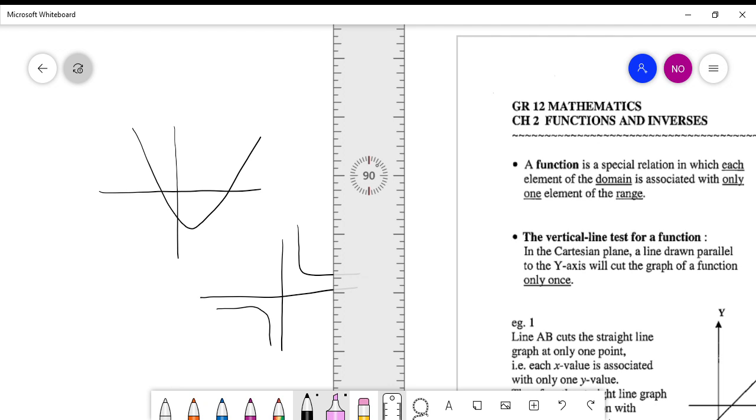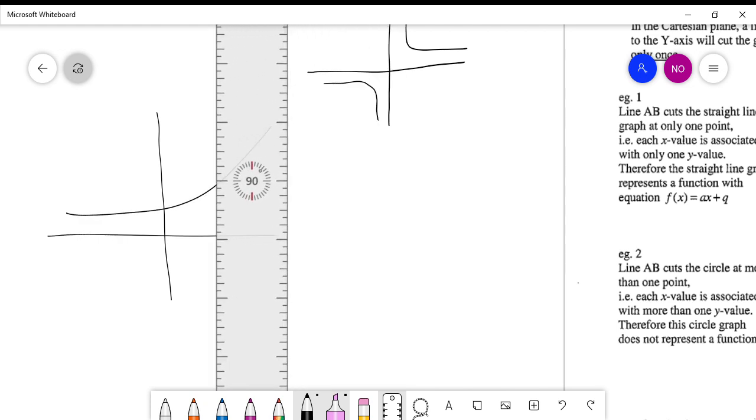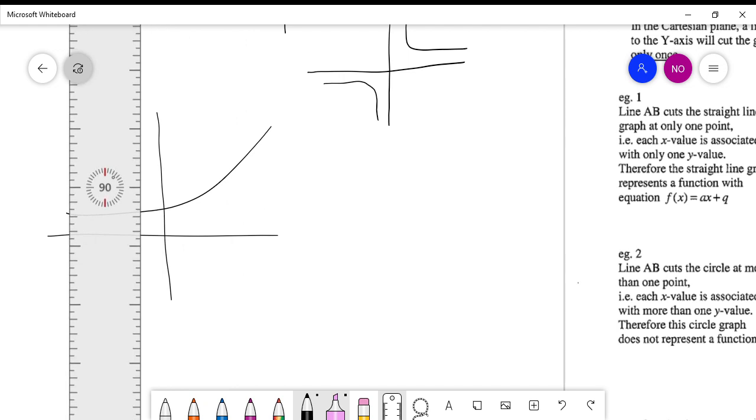Which graph did we do that is not a function? Exponential is a function. Kom ons kyk. Sien julle soos ons met hom afbeweeg, sny oral net een keer. Also not a straight line. We did one more graph. We did it this year. Yes, a circle.